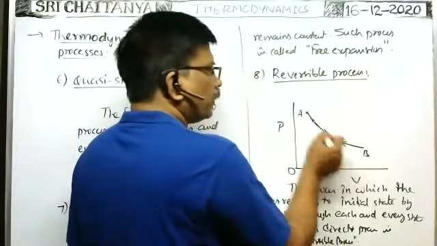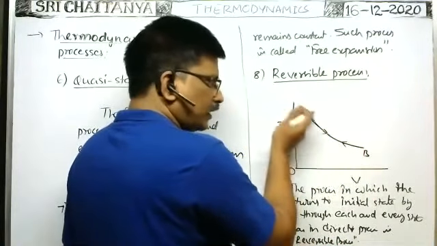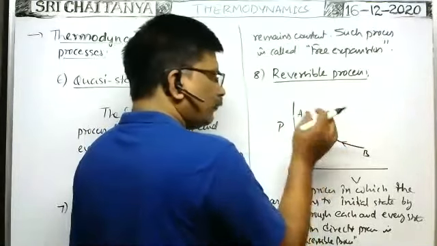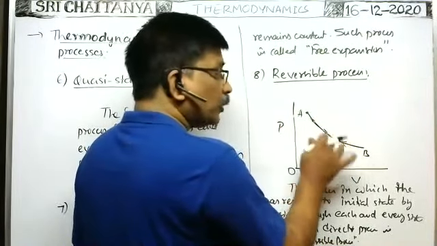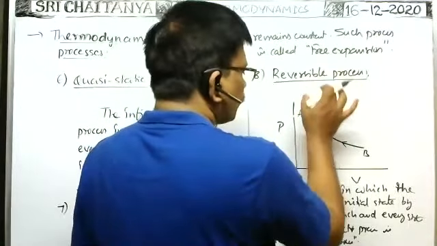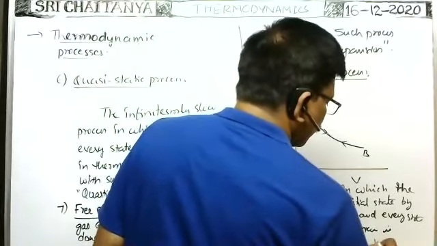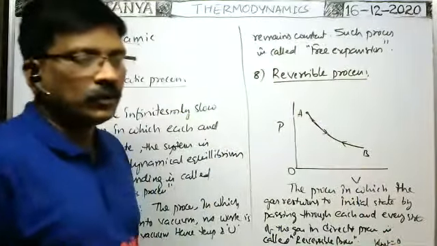In the return process from B to A, the state change occurs in the reverse direction. That means in this direction, volume decreases. Again, if you find the area under the graph, that is also the same. Work done is negative because volume decreases in the return process. That's why, totally in the reversible process, the net work done is zero.